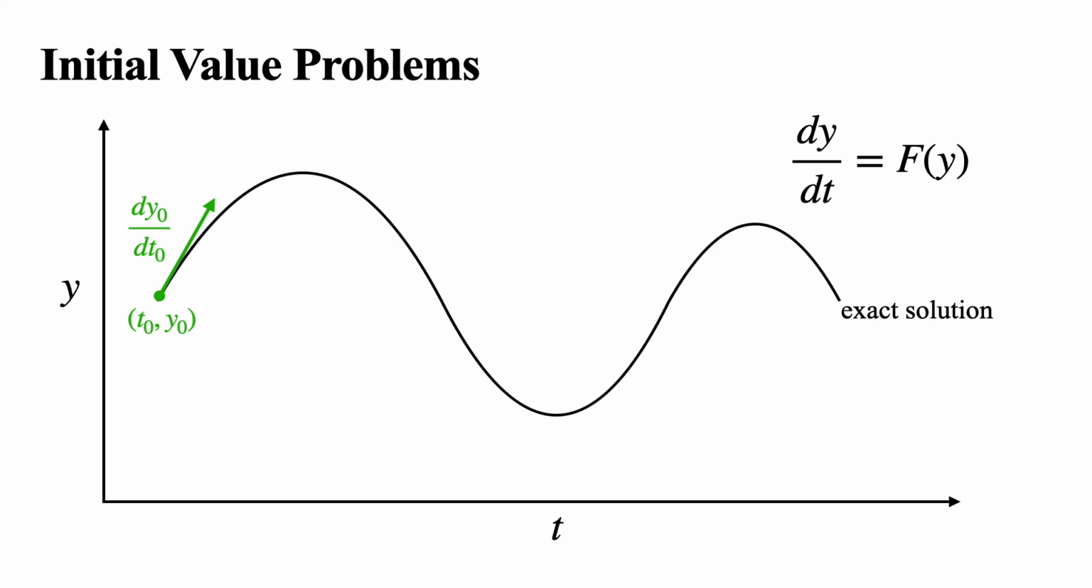Once we have that gradient, we can take a fixed step forward in time, apply that gradient to estimate the next value of y in our time series, so y1, and we can just repeat, get y2 and so forth, and that's how we forward integrate an initial value problem forwards in time.